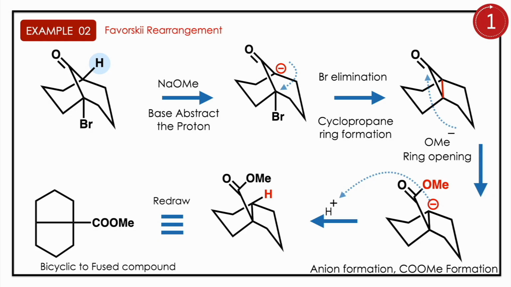Then methoxide attacks. The ring has to be opened. So the ring opens. Both sides are the same, so you can open either side. It's a symmetrical system. Then the anion is quenched by H plus. You end up with the final product. If you redraw nicely, you end up with a fused compound. So you start from a bicyclic compound and end up with a fused compound. The concept you have to learn here is that Favorskii rearrangement reduces the ring size, but in a bicyclic system, it converts into the fused compound.